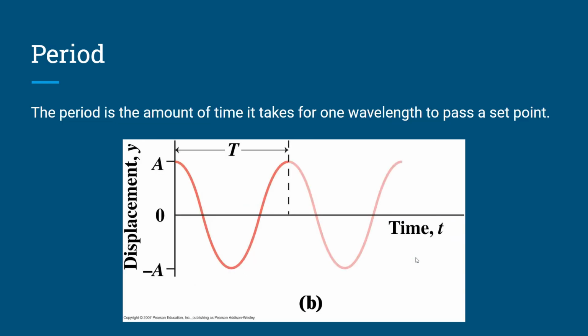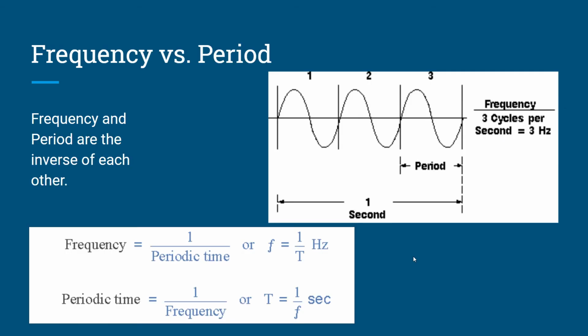Period. It says period is the amount of time it takes for 1 wavelength to pass a set point. So period is the exact opposite of frequency. Frequency is waves per second. Period is seconds per wave. So we're just measuring how many seconds it takes for 1 wavelength to pass. And the next slide just shows that.